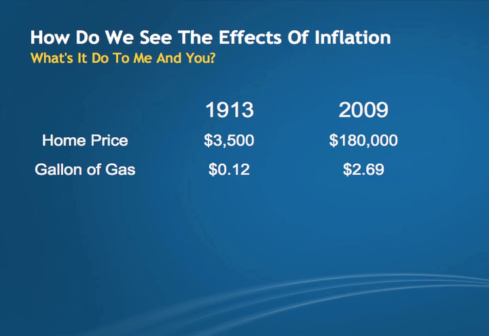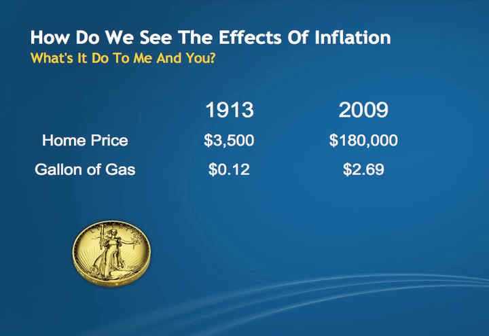Gallon of gas, 12 cents in 1913, $2.69 today. Pegs right on the inflation amount. It's still 12 cents a gallon. But because of inflation, it's $2.69, and we go to the pump and we gripe, but that's the inflation.